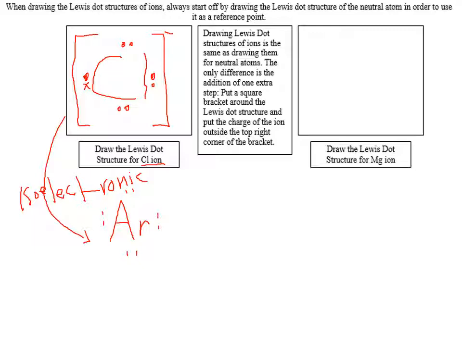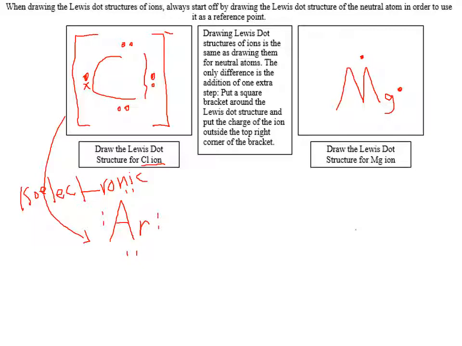So I'm just going to start off by drawing the regular, or the neutral magnesium. It's in group 2, has 2 valence electrons. And you just take a look at what it needs to do. How many electrons does it have to lose to complete a valence shell? Well, it needs to lose 2.